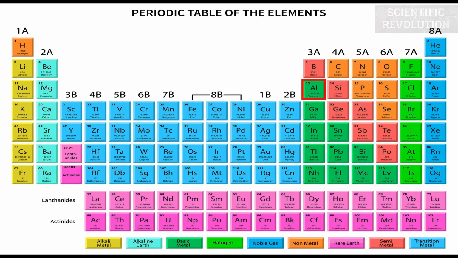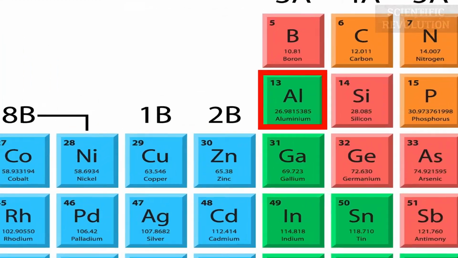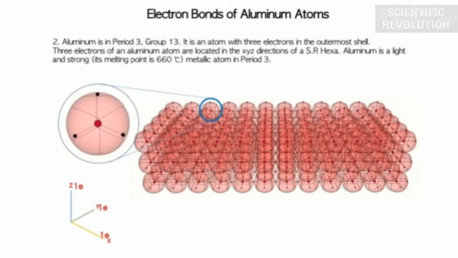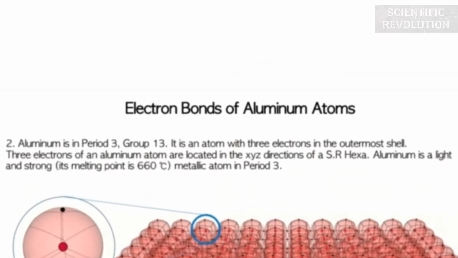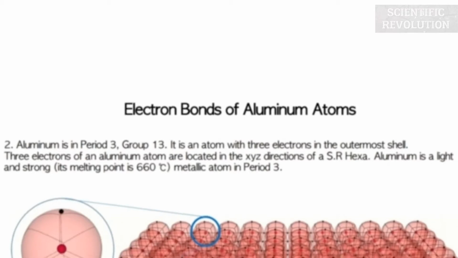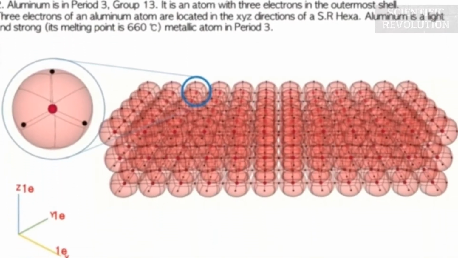Electron bonds of aluminum atoms. Aluminum is in period 3, group 13. It is an atom with 3 electrons in the outermost shell. 3 electrons of an aluminum atom are located in the x, y, z directions of a spherical regular hexahedron. Aluminum is a light and strong metallic atom in period 3.